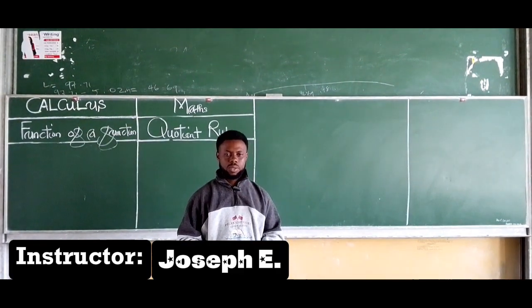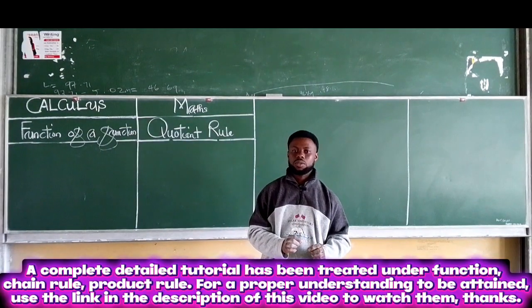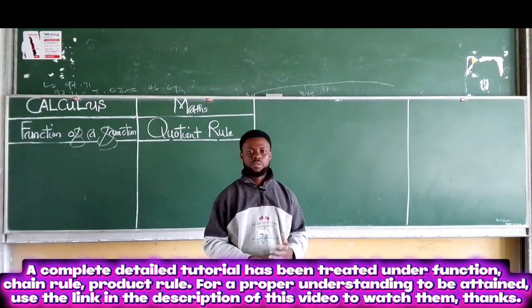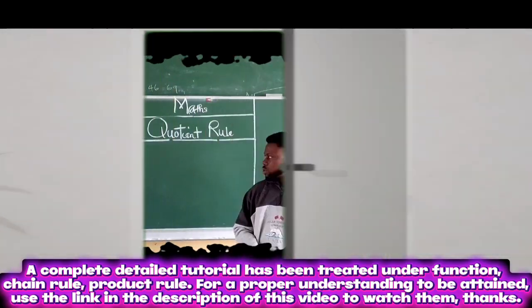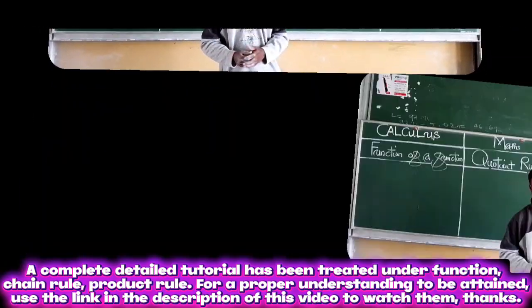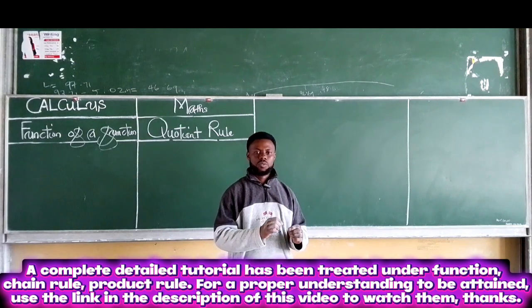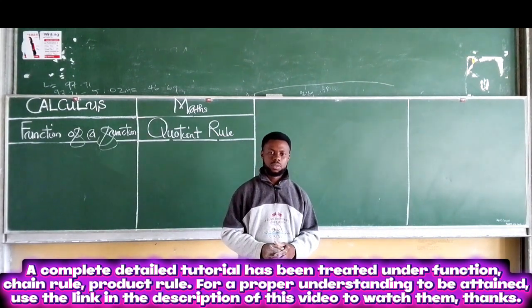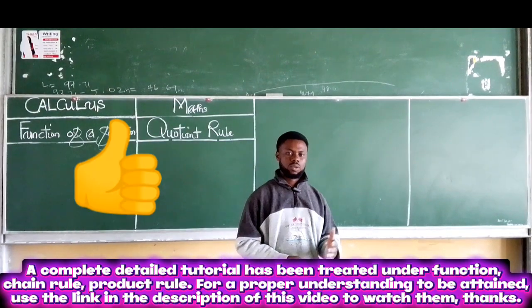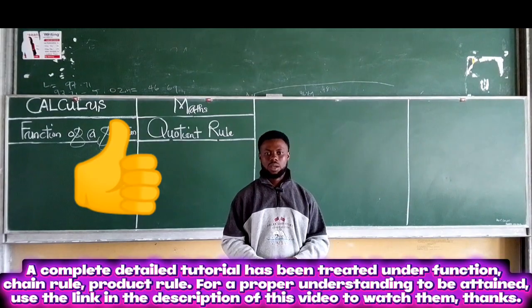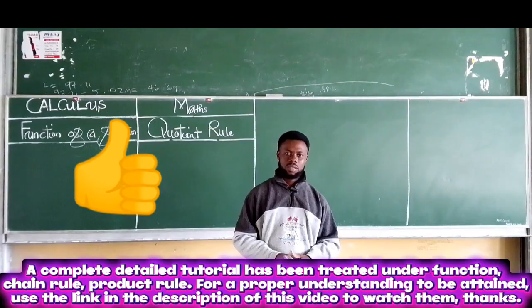In this lesson, we are going to consider the quotient rule, which is one of the rules in differentiation. In our previous video, we discussed the concept of function of a function, the chain rule, and also the product rule: how to identify them in a question, how to solve problems related to the product rule, and the principles that must be applied when you come across it. We also covered how to solve questions under the product rule combined with the chain rule. So if you haven't watched our previous video, you have to do that for a proper understanding of today's lesson.